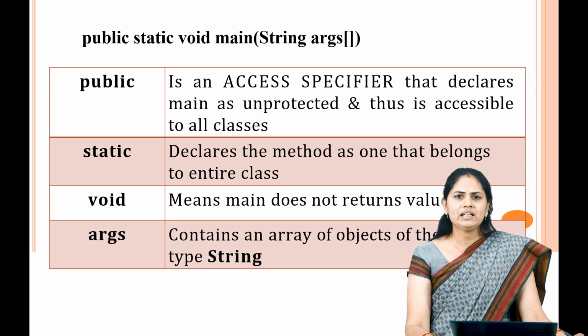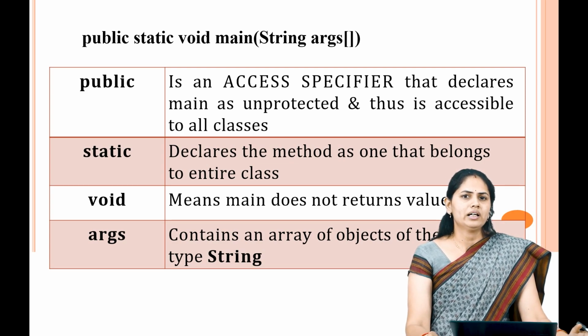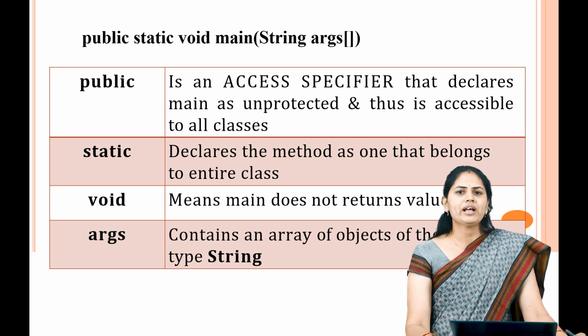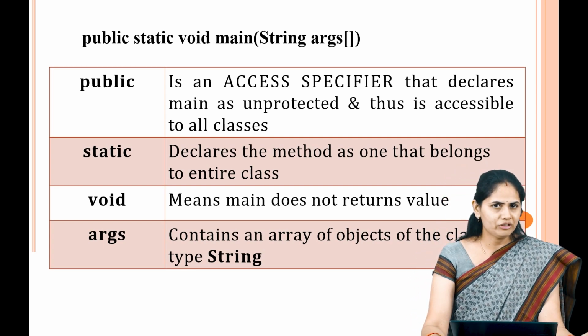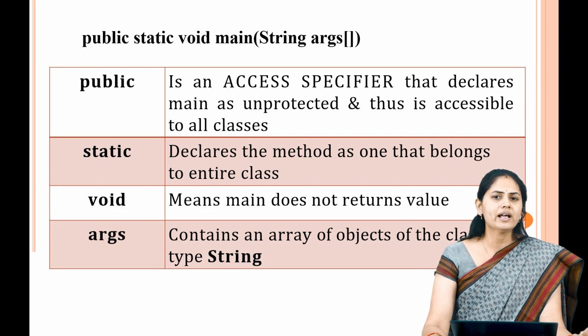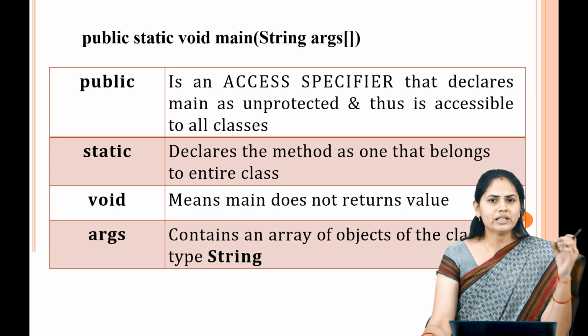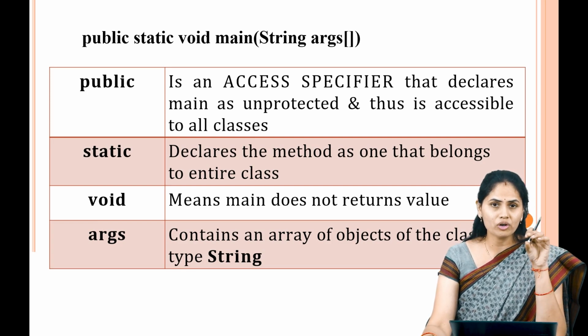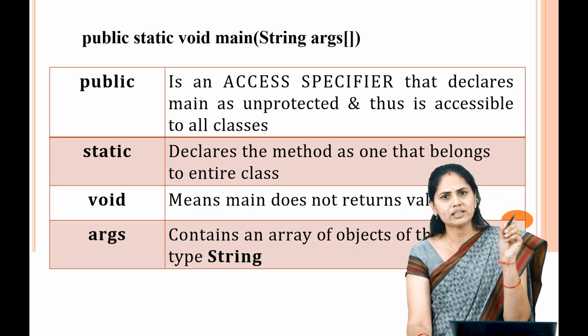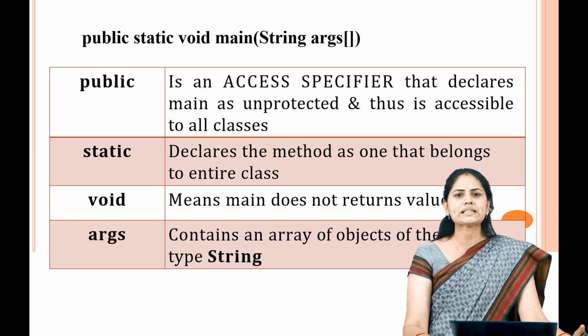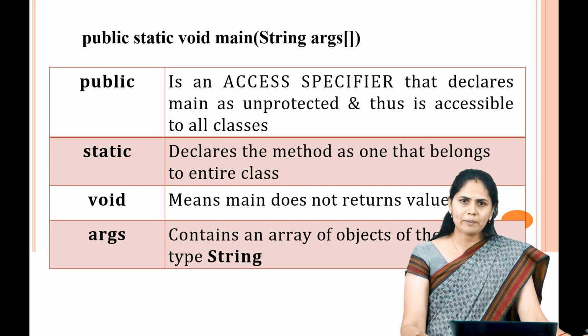Now, we will see the main function in detail. We have written public static void main, and within the parentheses String args. Now, what does it mean? Why is it a must to write these four keywords together? Whenever we write the main function in Java, it is a must that the syntax should be the same: public static void main, with String args within the parentheses.